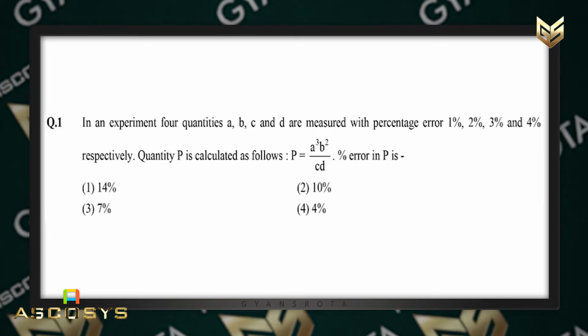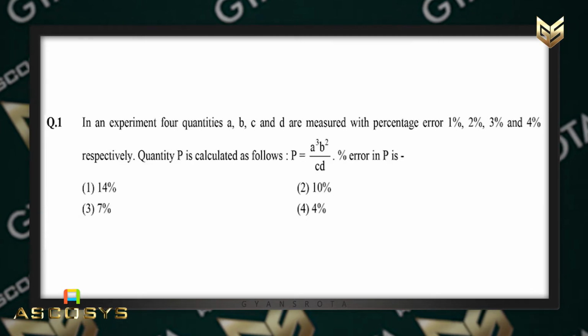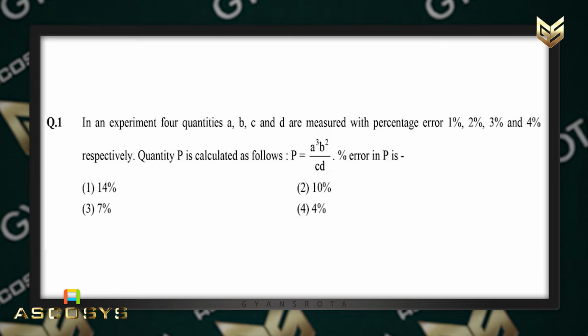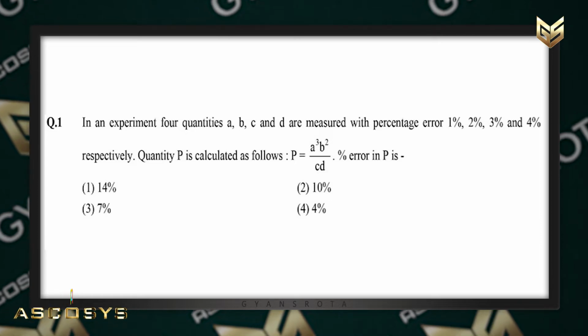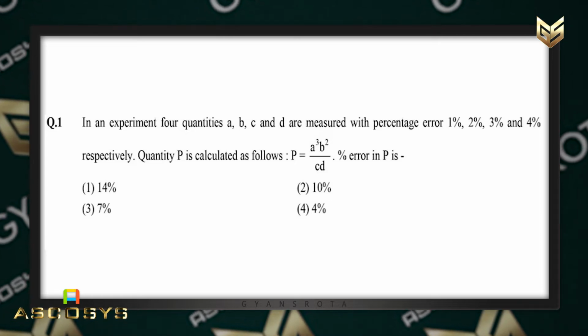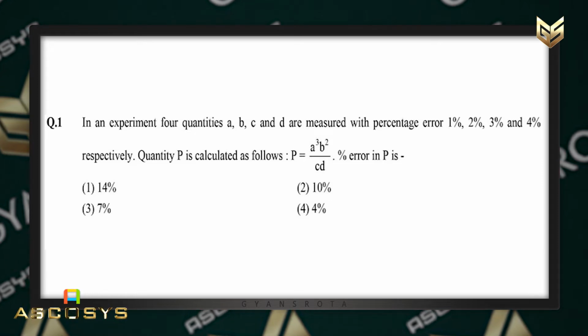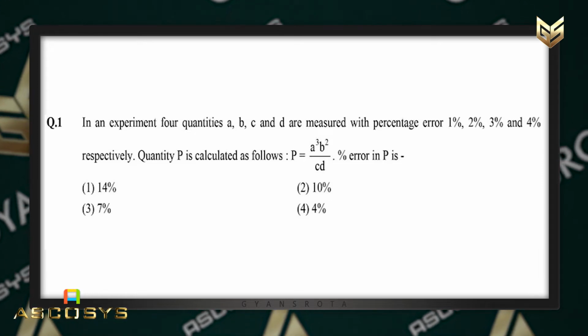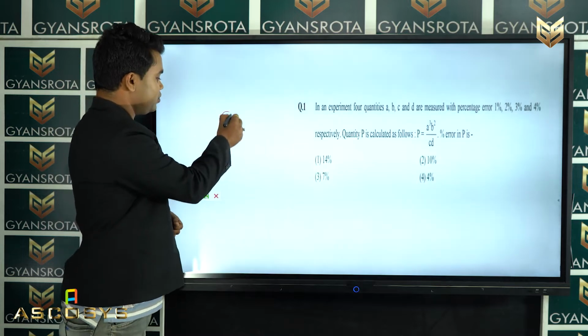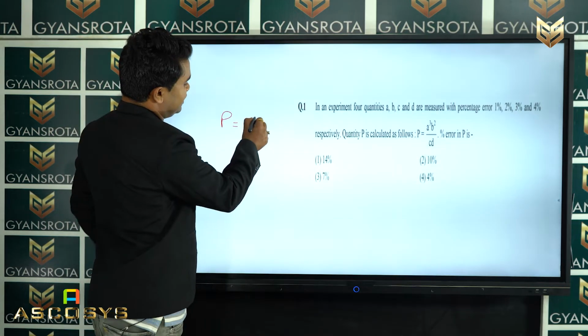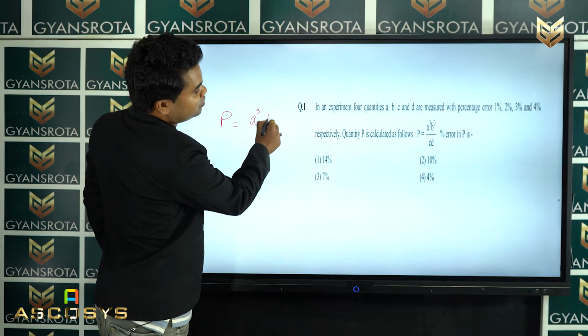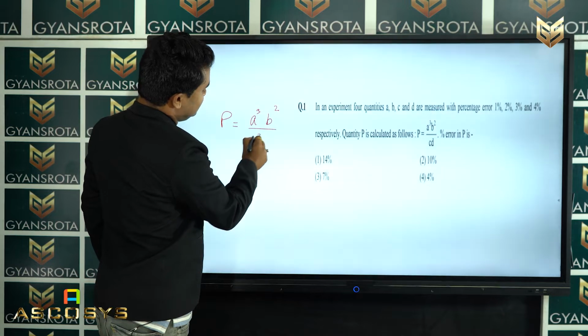In an experiment, quantities A, B, C and D are measured with percentage errors 1%, 2%, 3% and 4% respectively. Quantity P is calculated as follows. The value of P can be written as shown on this screen. P is equal to A cube B square by CD.